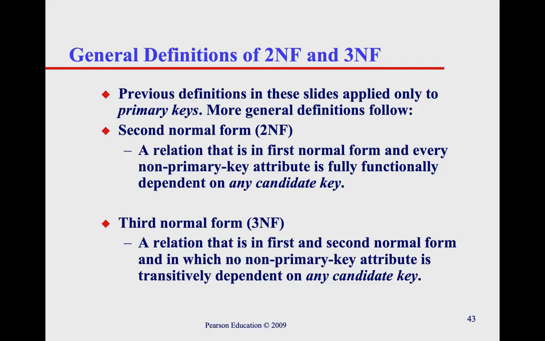Okay, and then third normal form, the more general definition is that no non-primary key attribute is transitively dependent on any candidate key.